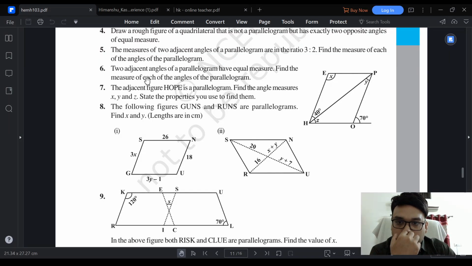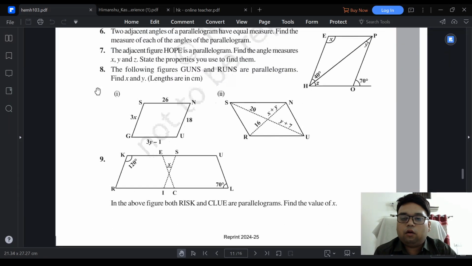Here, the adjacent angles of the parallelogram have equal measure. I am explaining the earlier question, which is called the adjacent angle. Angle this, angle this. If both are equal, assume this one is angle x, this one is angle x. So x plus x is equal to 180 degree, then 2x is equal to 180 degree. Therefore x will be equal to 90 degree. So the measure of each angle of the parallelogram will be 90 degree and it will become like a square.